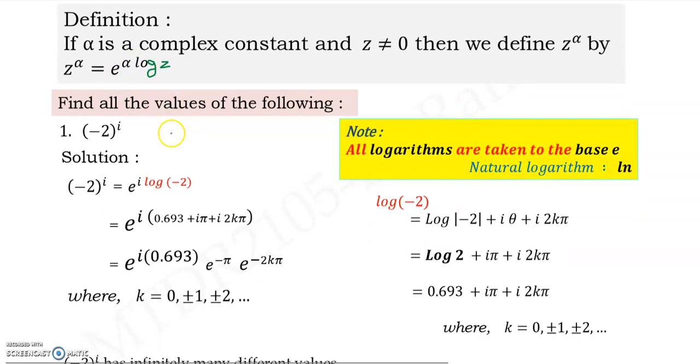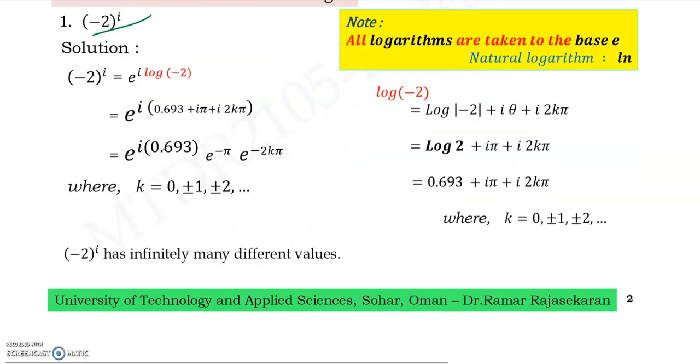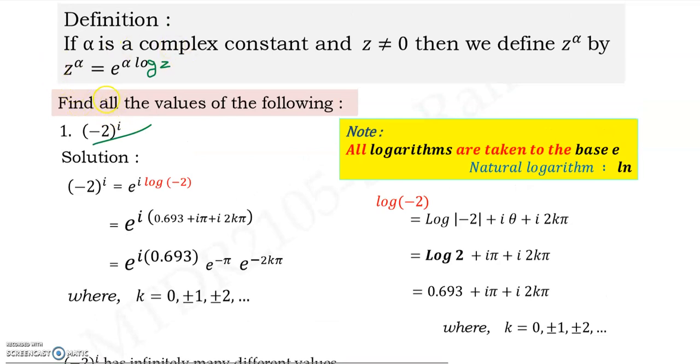Now, find all the values of the following. What is the first question? Minus 2 to the power i. By the definition, I can write minus 2 to the power i is equal to e to the power i log of this value, minus 2. So, by the definition, I can write minus 2 to the power i is equal to this. Now, here, we are going to find this value.